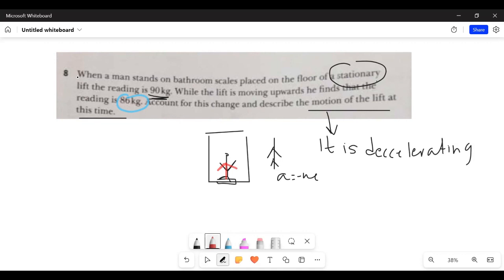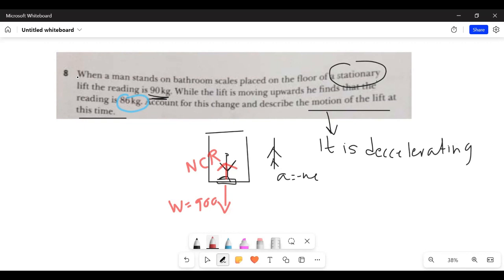It's the normal contact force. The weight is 900, so it will be downwards. The normal contact force is upwards. So the weight is pointing downwards, normal contact force is pointing upwards. So forward force minus backward force equals ma.